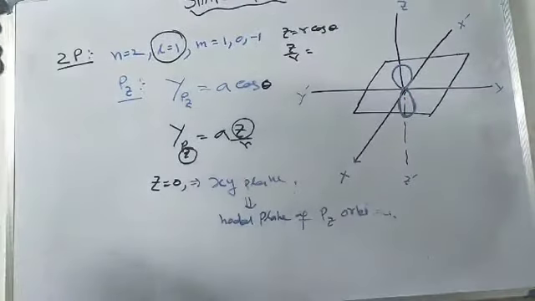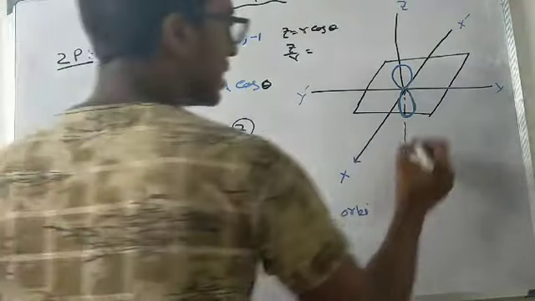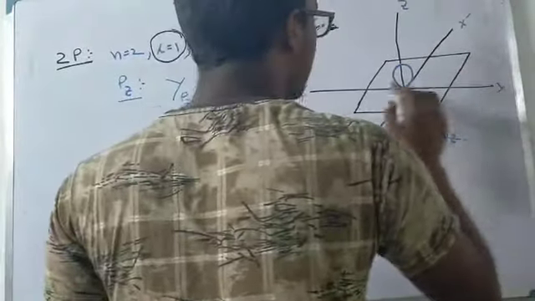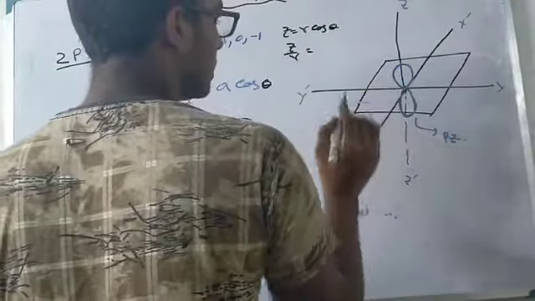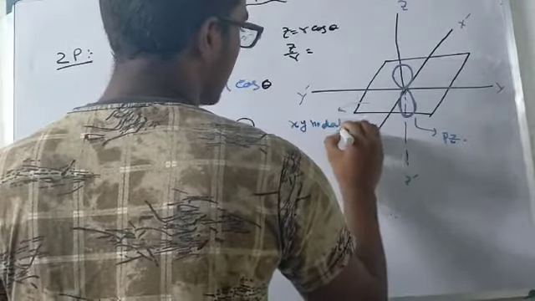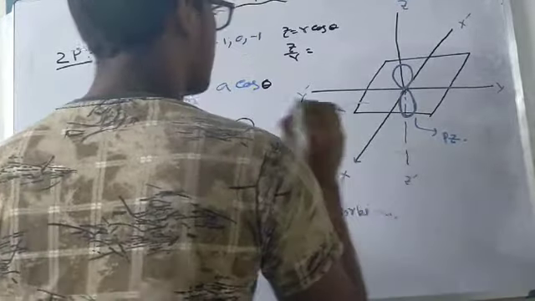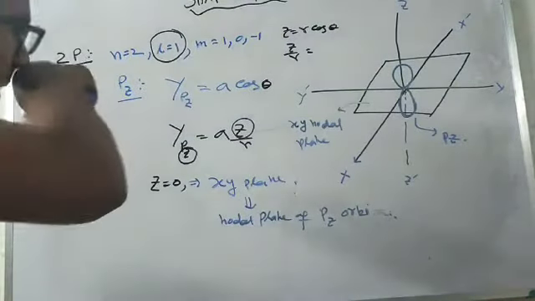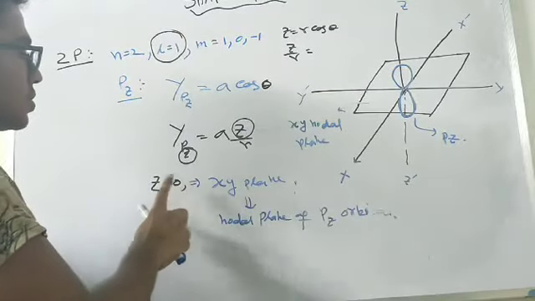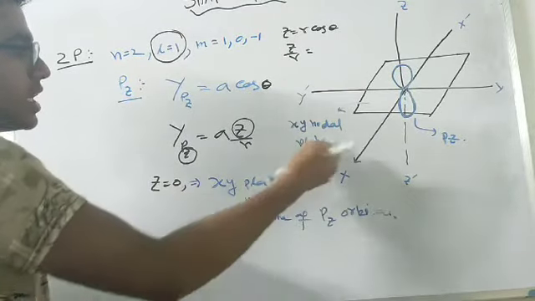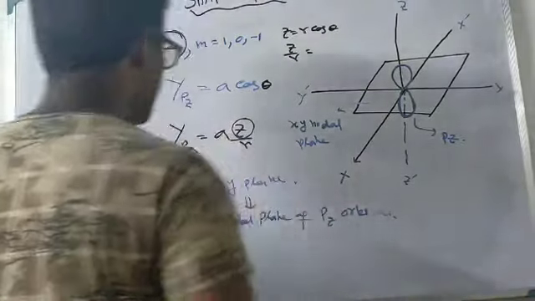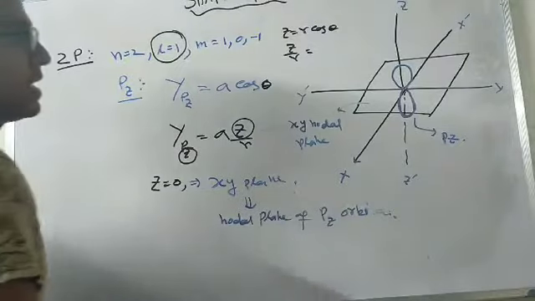Okay, so my pz orbital should look like that. This is the shape of the pz orbital, and this plane is the xy nodal plane. A simple way to remember that: if I put z equals 0, this represents my xy plane, so that means the xy plane is the nodal plane. This is the nodal plane of the pz orbital.